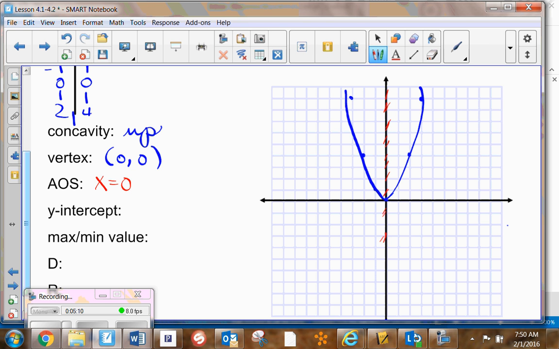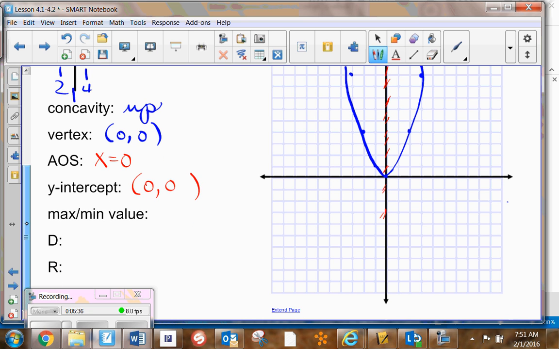The y-intercept, how do we find our y-intercept? We set what equal to 0? To find the y-intercept, you set your x equal to 0. To find your x-intercept, you set your y equal to 0. Good. So to find our y-intercept, we set our x to 0. And when you square 0, you get 0.